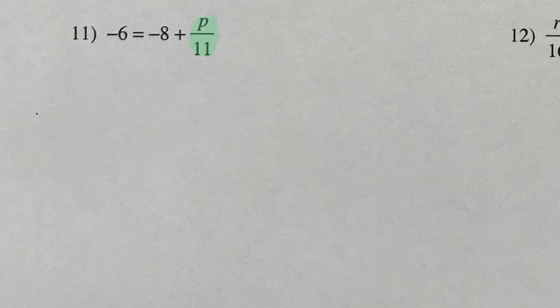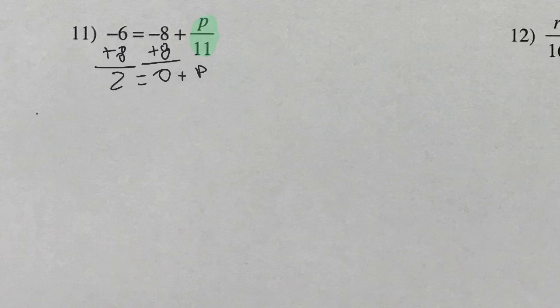So -8, what would I do to -8 to get it to be equal 0? I do the inverse. The inverse of -8 is +8. So -8 plus 8 equals 0. I'm going to do the same over here. -6 plus 8. I'm at -6. I go 8 in the positive direction, so I go 6 to get to 0, and I go 2 more, which gets me to 2. 2 equals 0 plus p over 11.